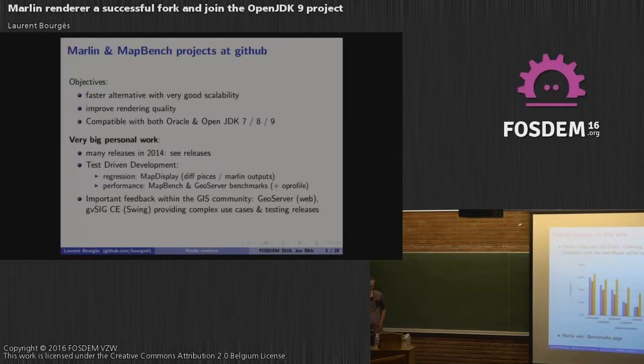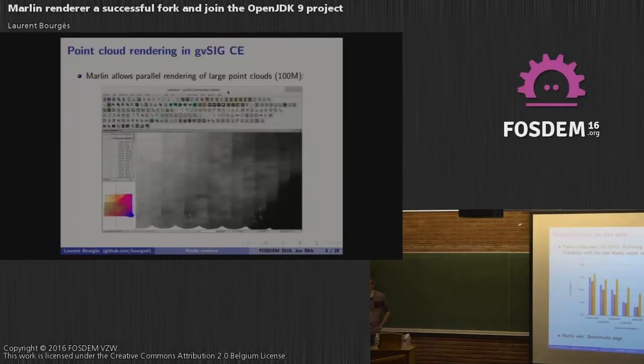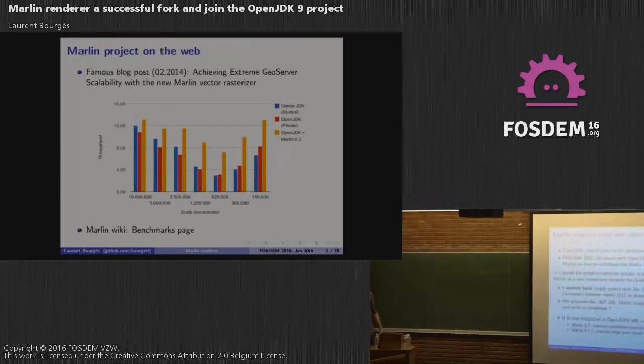And here is a fun blog post from Laurent on the first Marlin release 0.3. Here you can see that Ductus is in blue, so it's quite fast. But Pisces is a bit slower. But Marlin, at different scales, is very different. It's another scale in performance. I made a lot of benchmarks; you can see them on the wiki page of the project.